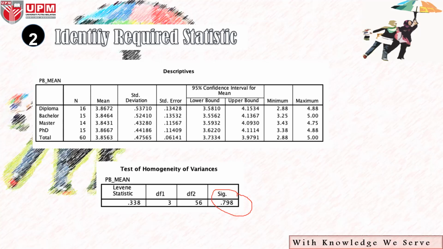So in this case, since the significant Levene statistic 0.798 is larger than alpha 0.05, it met the assumption of homogeneity of variance. So it fulfills the required assumption to run the one-way ANOVA. Okay.